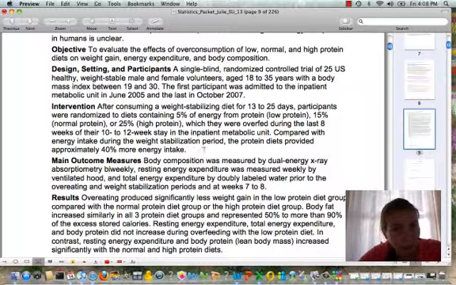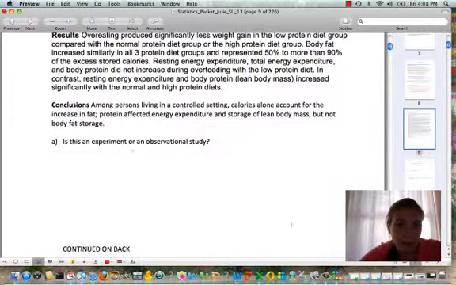And then if we keep reading, we read about the intervention. And it tells us that participants consumed a weight-stabilizing diet for 13 to 25 days. And they were randomized to diets containing either 5% of energy from protein, 15%, which is normal protein, or 25%, which is high protein. And then they were overfed these diets. So in this case, they're not just observing the participants or the sample. They are intentionally manipulating the eating habits of the participants in this study. So I think that points really clearly that this is an experiment.